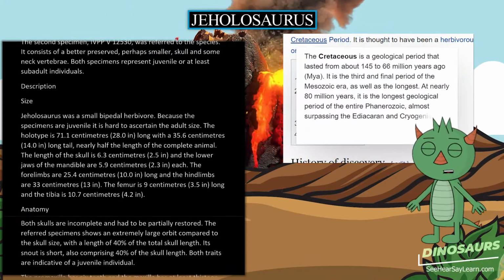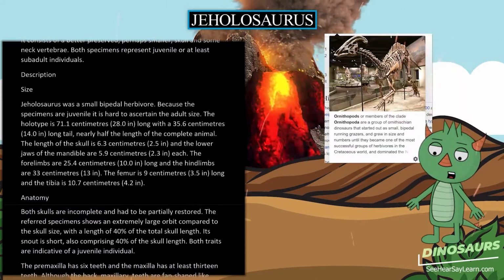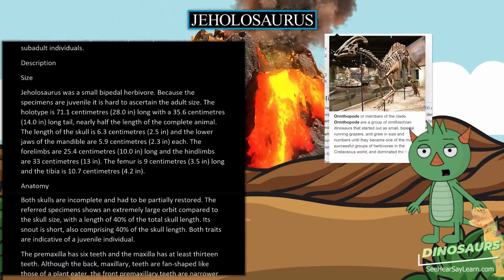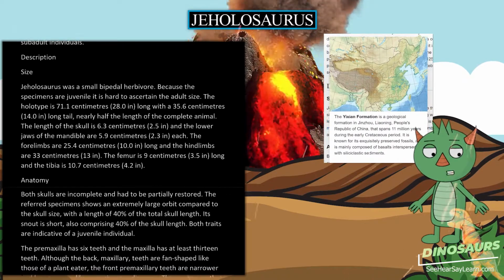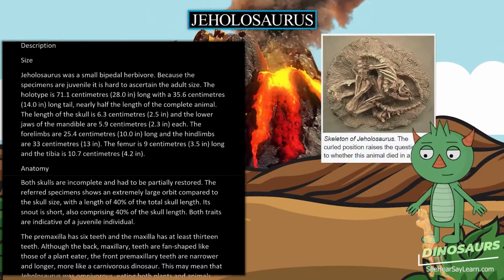The forelimbs are 25.4 centimeters, 10.0 in, long, and the hind limbs are 33 centimeters, 13 in. The femur is 9 centimeters, 3.5 in, long, and the tibia is 10.7 centimeters, 4.2 in.